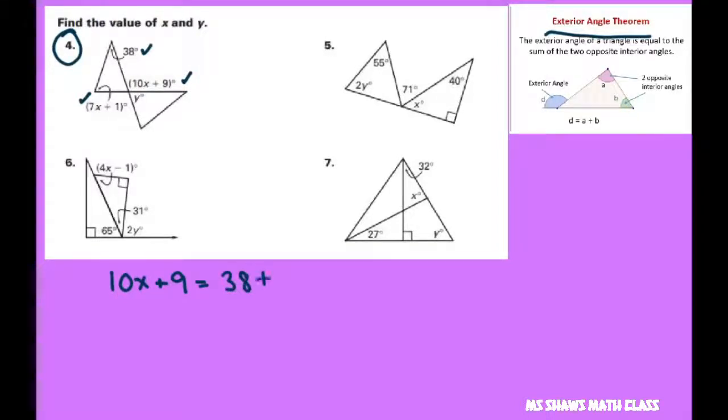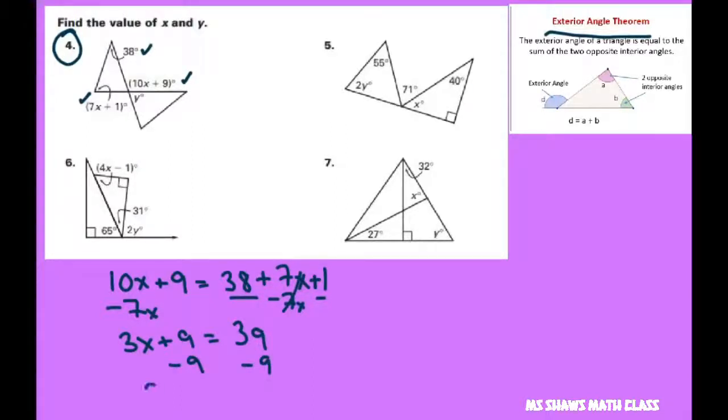So 38 plus 7x plus 1. So this is 39. Subtract 7x from both sides of the equation, and you get 3x plus 9 equals 7... Oh, that goes away. So that's going to be equals 39. Then you subtract 9 from both sides of the equation, and you get 3x equals 30. Therefore, x is 10. So x equals 10 when you divide both sides by 3.